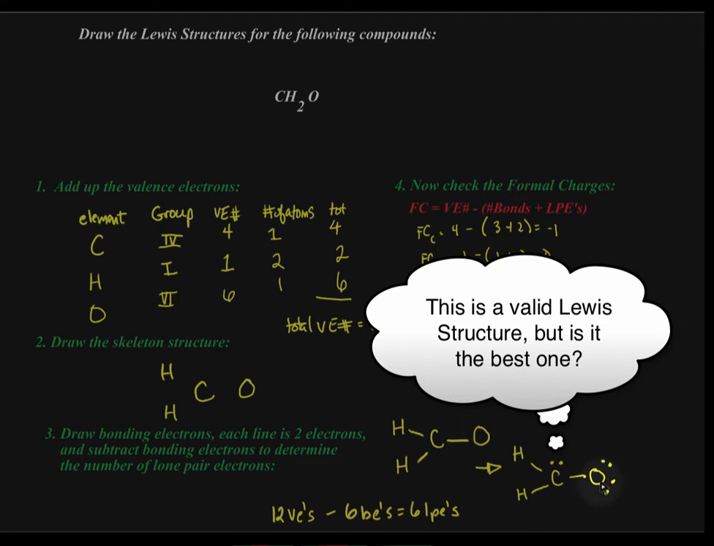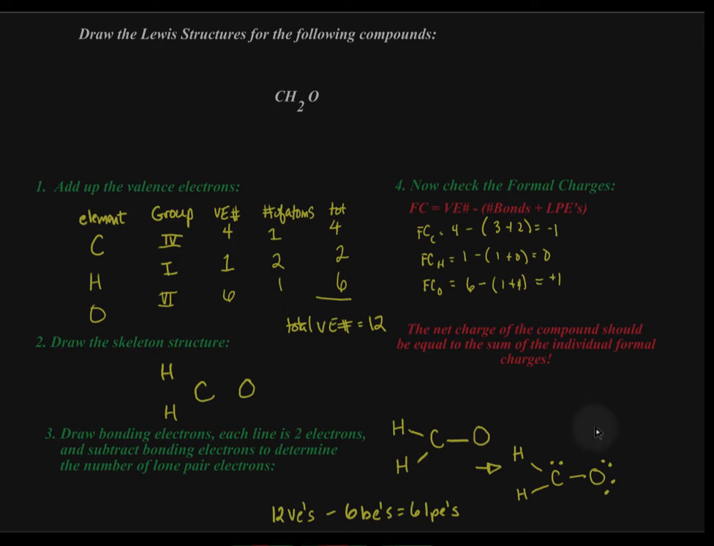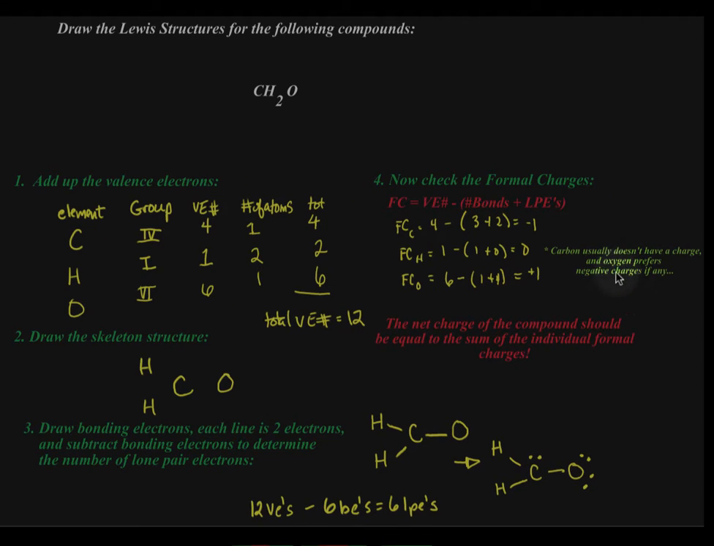However, we've got a bunch of formal charges. It's not too stable, -1 and 1. And carbon has a negative charge. All right, carbon rarely ever has a negative. Oxygen prefers negative charges, if any. It's very electronegative. But here, we don't have that scenario.